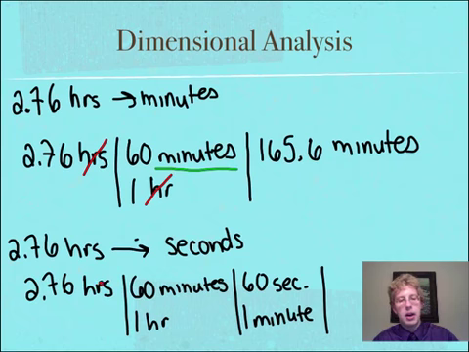When I cancel out my units here, hours cancels out and minutes cancels out. This should leave me with just seconds in my final answer. And if I go and calculate this, this is equal to 9,936 seconds, when I multiply 2.76 times 60 minutes times 60 seconds, and I divide by 1 hour and divide by 1 minute.